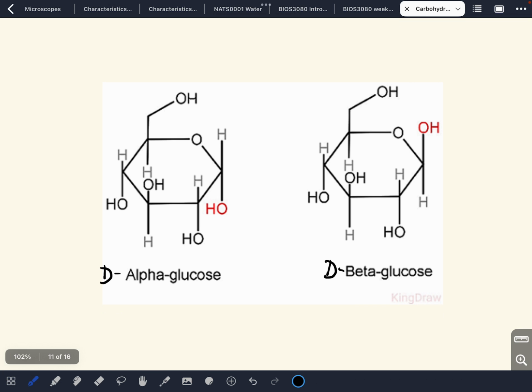So when this OH group points downwards, then it is called alpha. If the OH group points upwards, then it is called beta glucose. And both forms can actually be converted into each other. In water, this conversion happens quite easily. This conversion is called mutarotation.